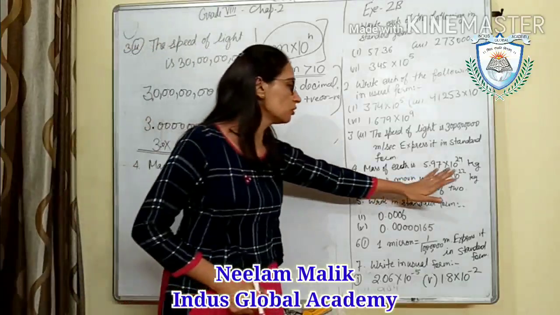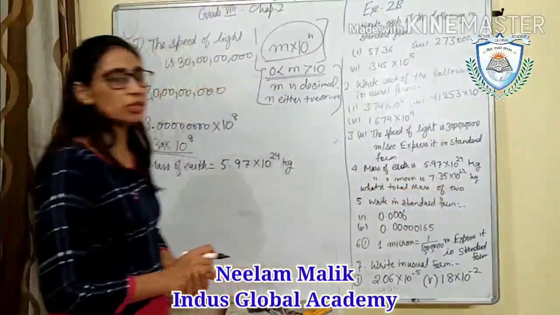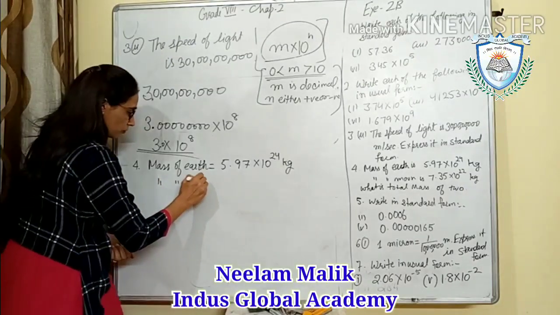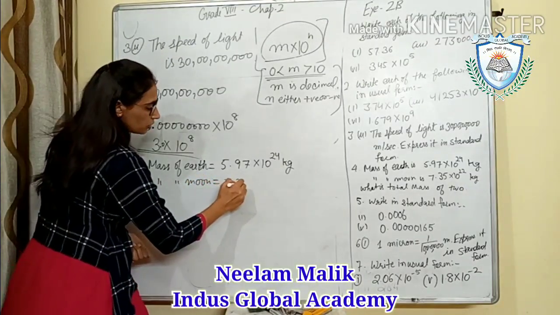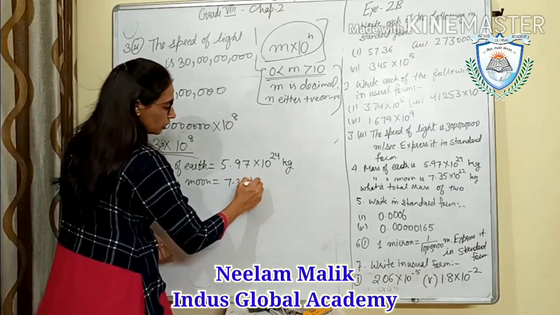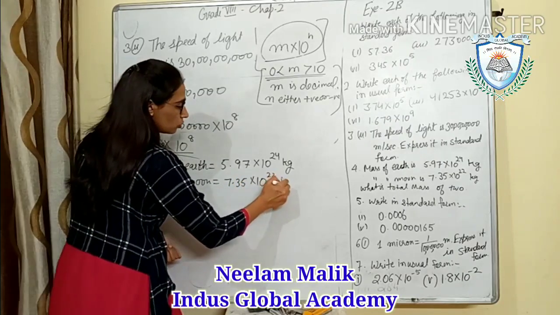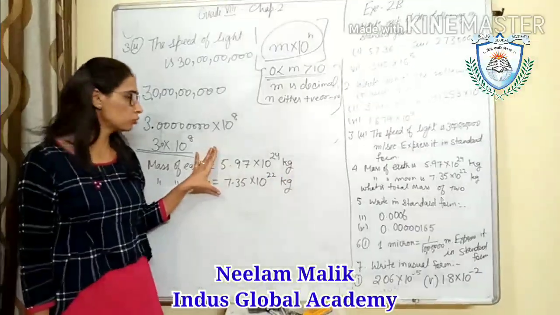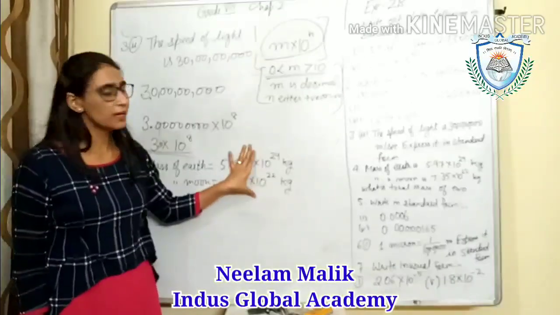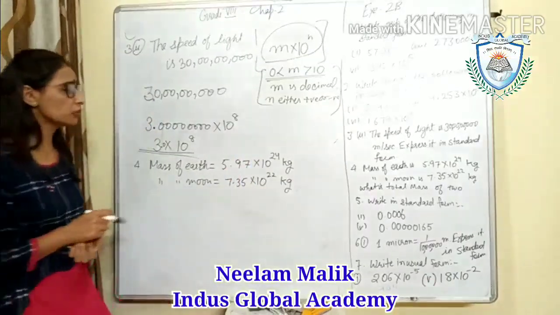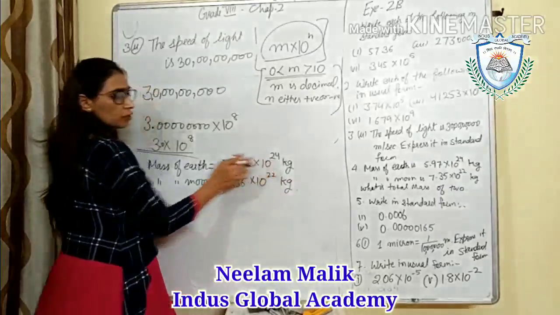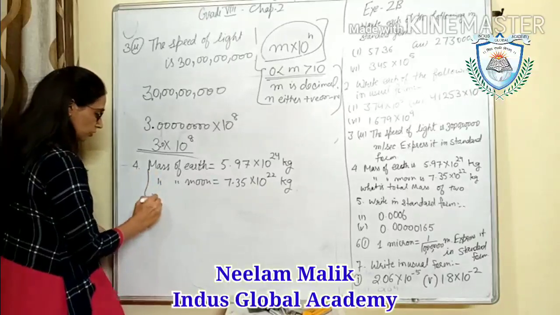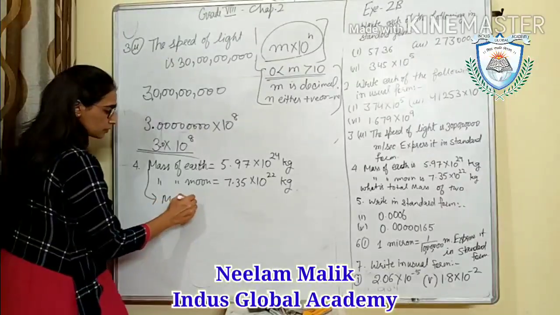Then the mass of moon is given. I am writing that also. That is 7.35 into 10 raised to power 22 kg. Look here, we have to add these numbers. For adding this, we can make the powers the same. How will we do that? First we will solve this one, the mass of earth.